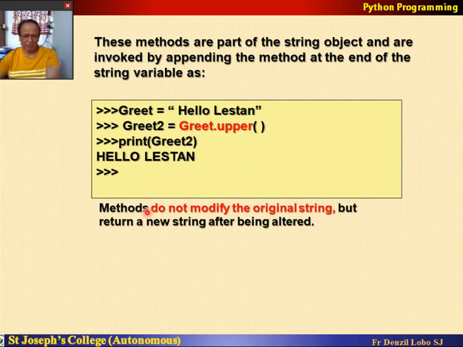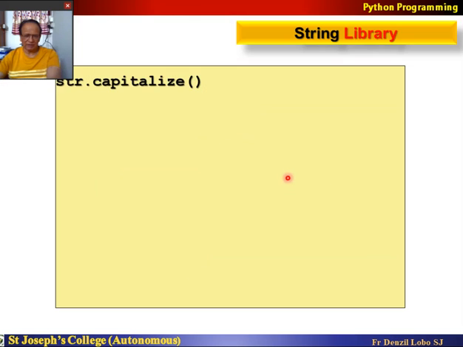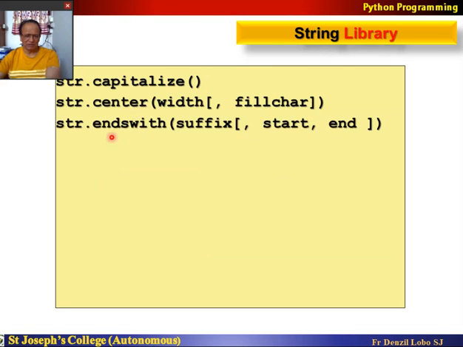So methods do not modify the original string. That we have to remember. Greet will remain as such, but it is converted into upper and assigned to greet2. Greet will contain the original string. For example, if you say print greet, it will give you the original string.